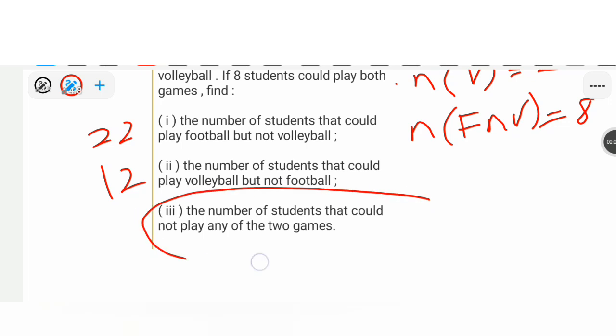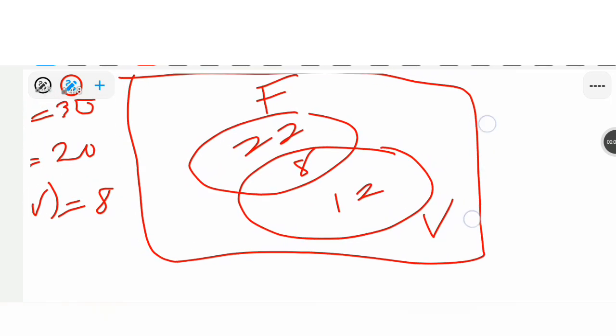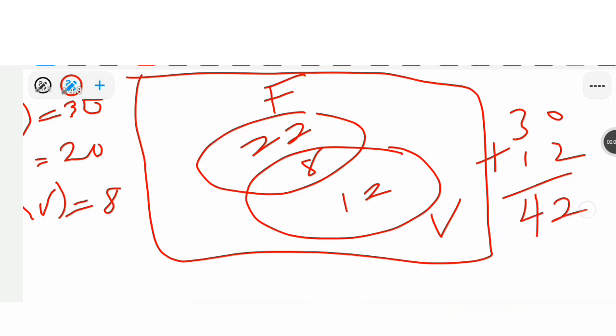Number of students that could not play any of the 2 games. So we need to find people that are actually outside. Before you can do that, you need to add everybody that is inside the circle. Add everybody here first. 22 plus 8 will give you 30. Then 30 plus 12 will give you 42. So that means 42 people are actually involved in this game.